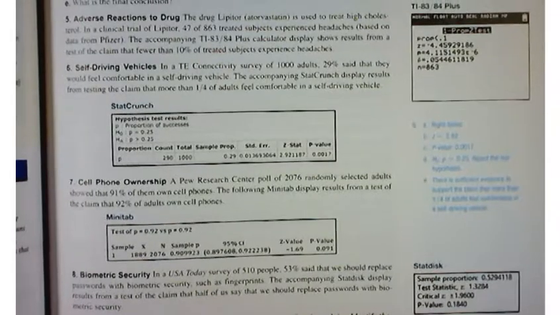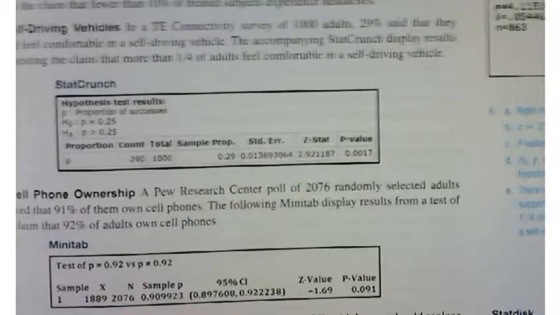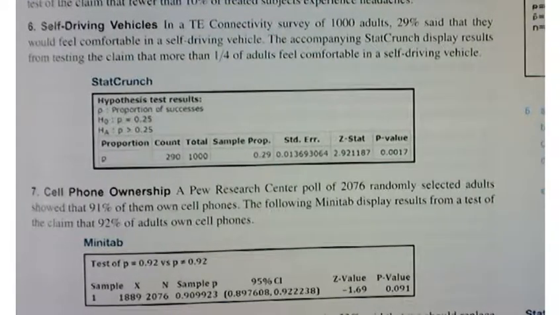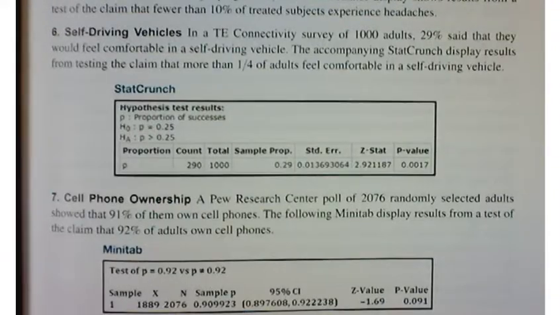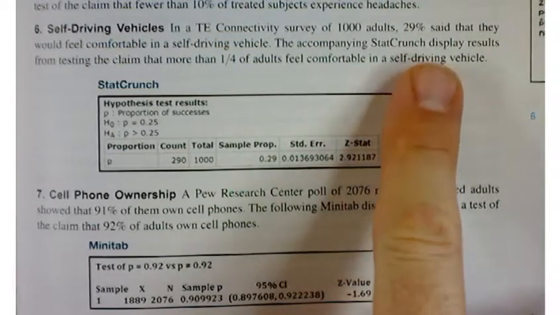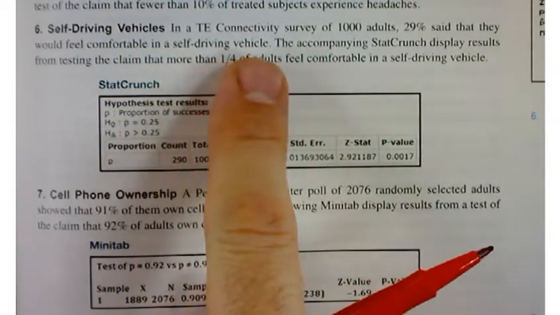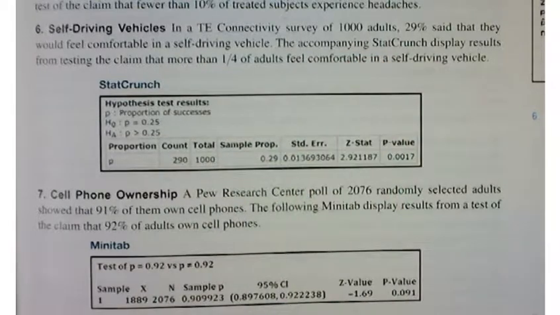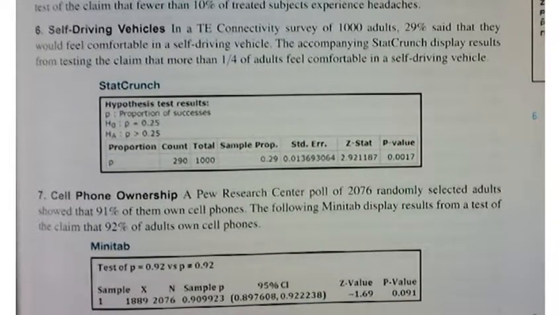So we'll start with problem number 6, which is kind of half done for us. They've got some output here for us. In a connectivity survey of 1,000 adults, 29% said they would feel comfortable in a self-driving vehicle. The accompanying StatCrunch display results from testing the claim that more than 1/4 of adults feel comfortable in a self-driving vehicle.